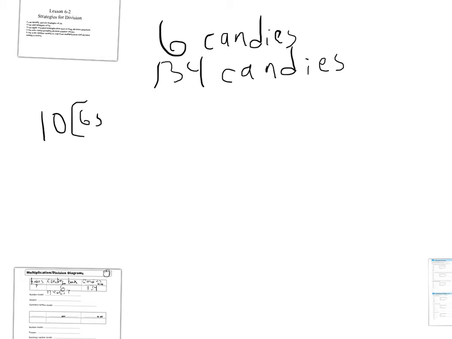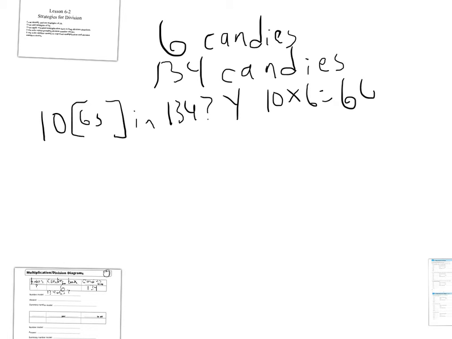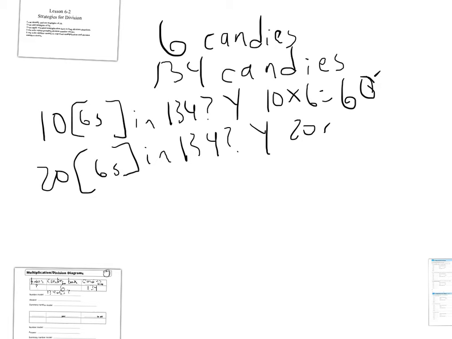So another thing you could think about is, are there 10 sixes in 134? Okay, everyone should answer yes, because 10 sixes is 10 times 6, which equals 60. So there's at least 10. Then if you want to go further, are there 20 sixes in 134? Most of you should say yes, because 20 times 6 equals 120.